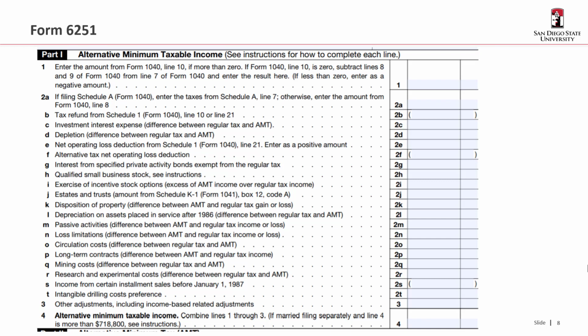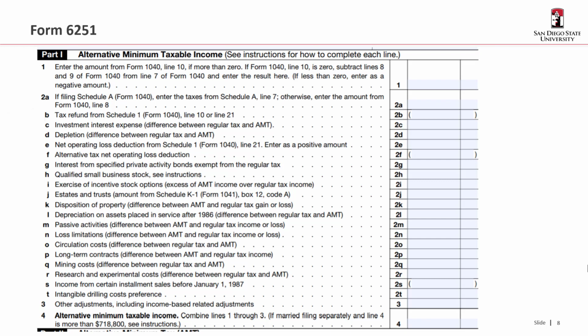And then what you do is start adding stuff back, right? So, for example, line 2A. If filing Schedule A, enter taxes from line 7. So that's the tax deduction. If you don't get to deduct the taxes, then of course you don't have to include any refunds in income. That's on line 2B. And then there are a series of other things that are different.